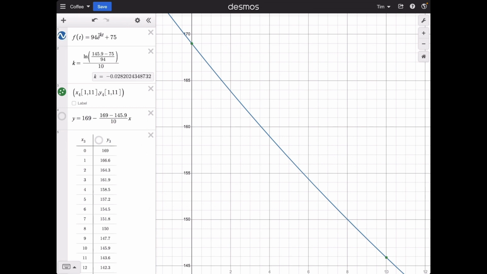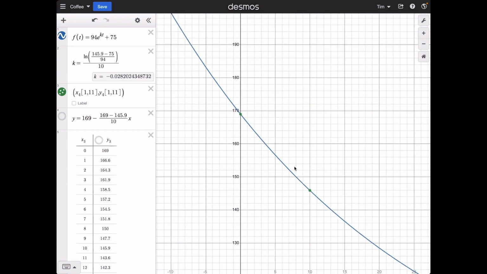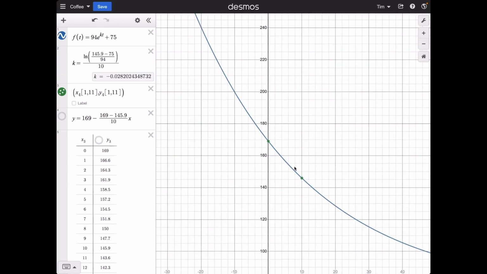It's 94 times e to the kt. We just solve for k here. And notice that it passes through these 2 points. So this graph is describing the temperature of the coffee at any time t. We can see after 5 minutes, the temperature was around 156.5, somewhere like that. And if we zoom out here, this is actually an exponential function. The coffee temperature decreases exponentially.